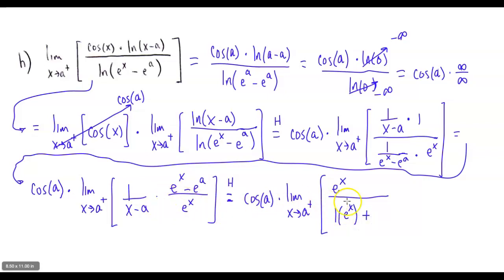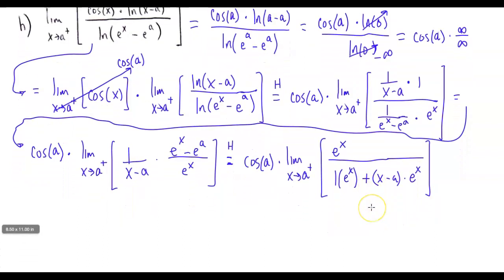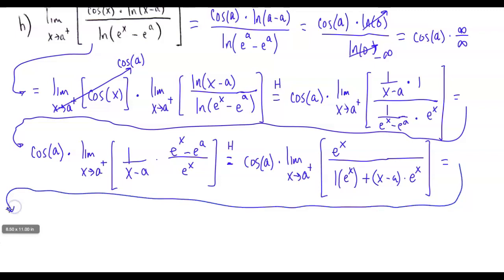plus x minus a times the derivative of the second function, which again is just itself. Okay. So if we keep on here, notice that the numerator and denominator of our resulting function inside of our limit here both have a common factor of e raised to the x.